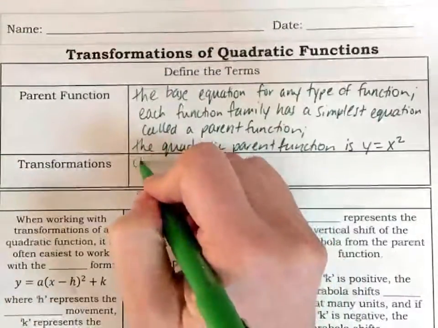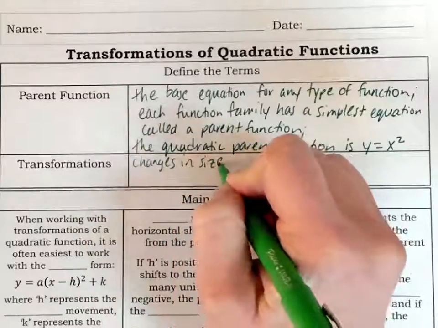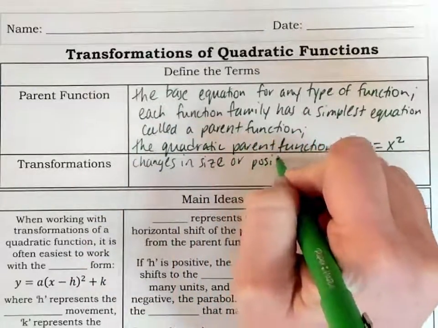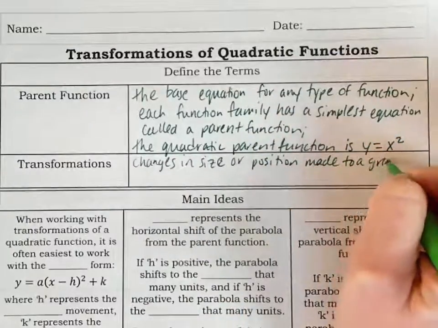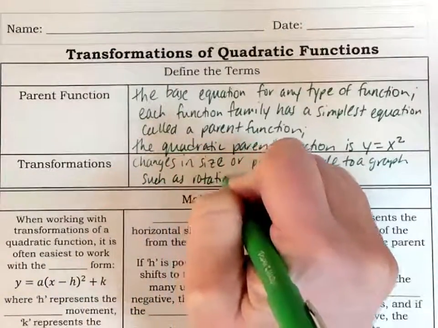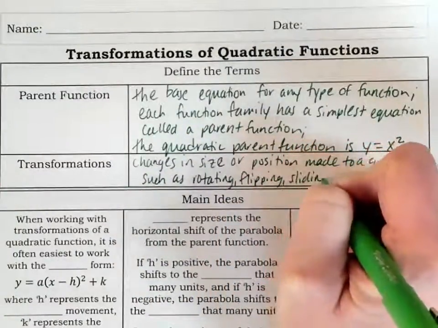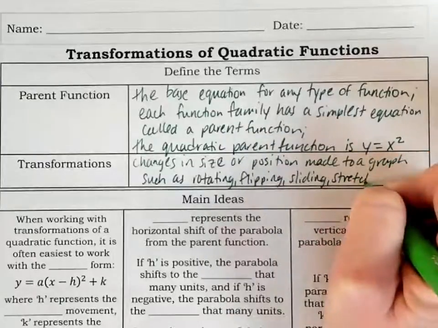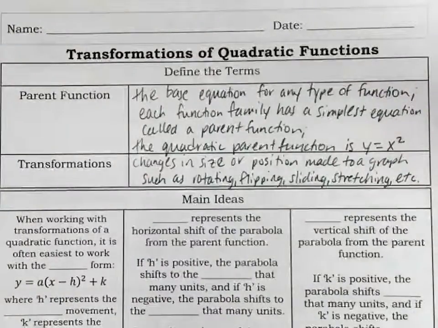Transformations are changes that we make to that parent function, changes in size or position that are made to a graph, such as rotating, flipping, sliding, stretching, etc. There's a lot of other ways that we can transform something. That's just a few ideas to give you a starting point. So transformations are ways that we change that original parent function.